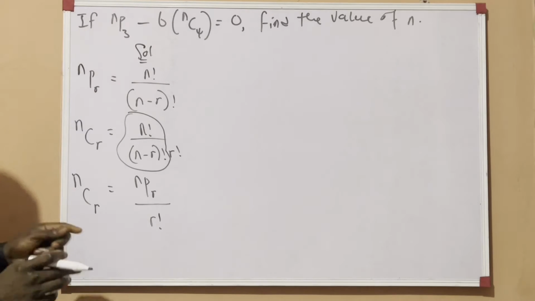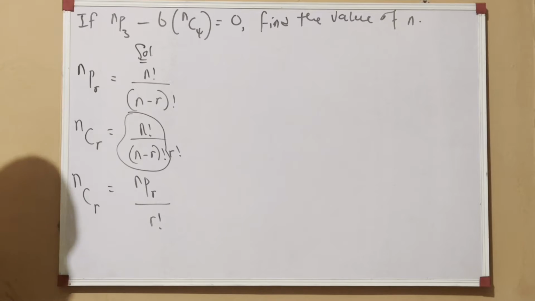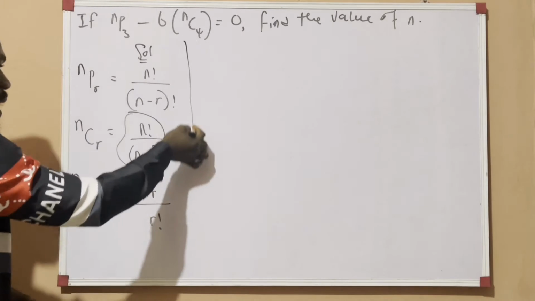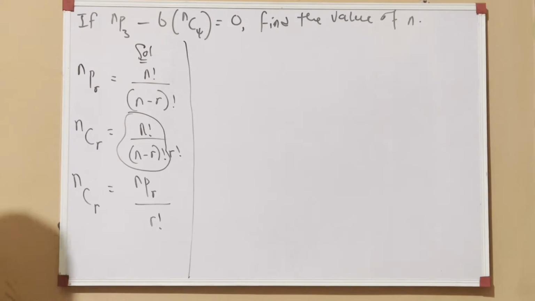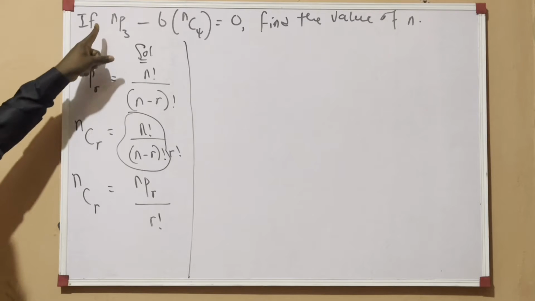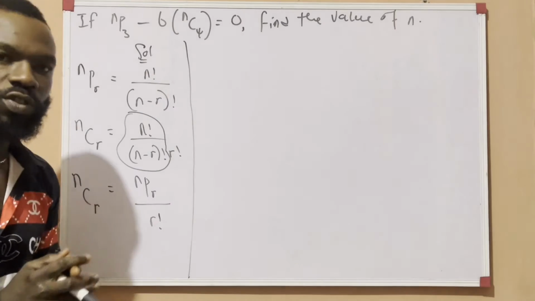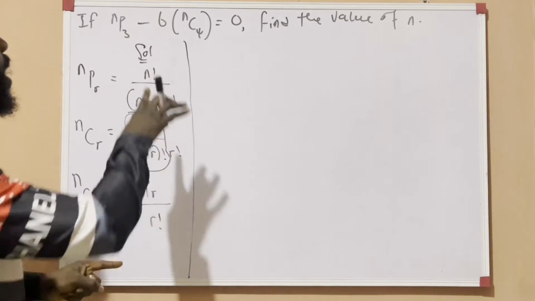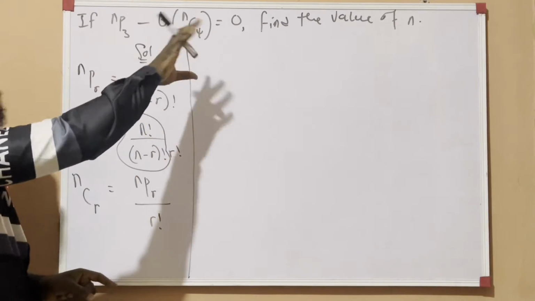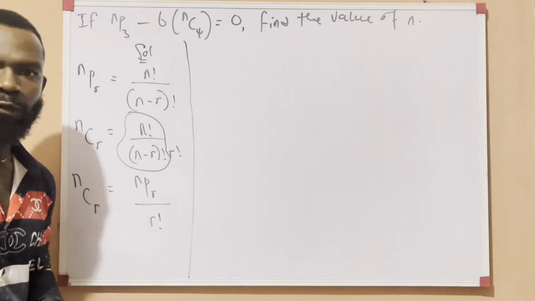Now that we know the formulas for combination and permutation, what is the next thing we are going to do? Let us solve the question. Now we have nP3 minus 6 into the bracket of nC4 equal to 0. First thing we are going to do is this: minus 6 combination goes to the right hand side of the equation.